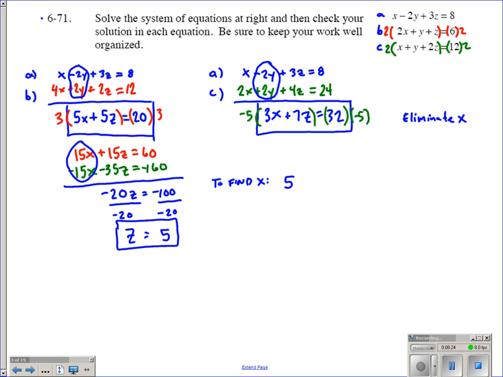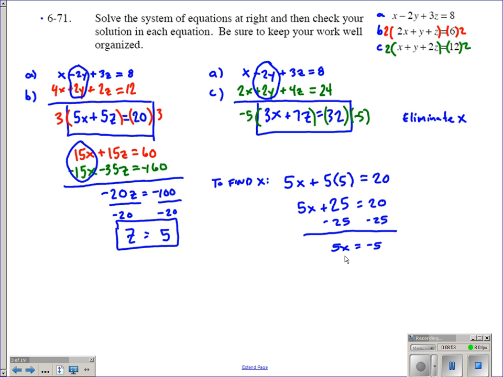So I'm going to do 5x plus 5 times 5 equals 20. 5 times 5 is 25. Let's bring down what we've already got. 5x plus 25 equals 20. Subtract our 25. So we have 5x is equal to negative 5, which means that x is going to end up equaling negative 1. So we know that z is 5. We know that x equals negative 1.